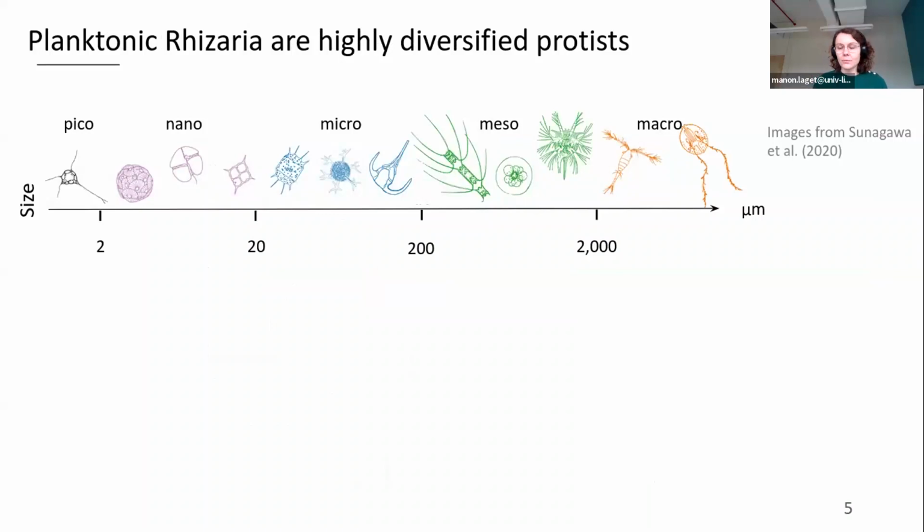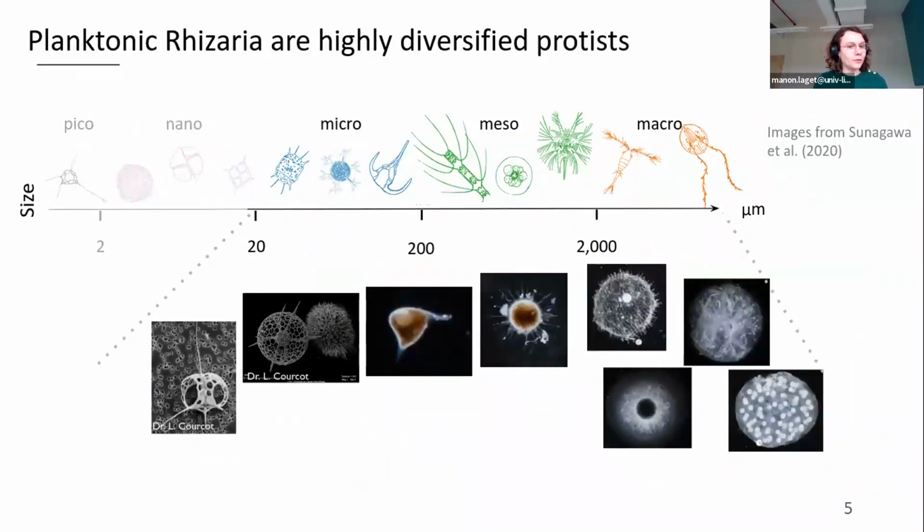Here you have the size spectrum of plankton, which covers several orders of magnitude. And here you have the size spectrum of Rhizaria. Planktonic Rhizaria can cover a large part of the planktonic size spectrum. They can be as little as 20 micrometers for the smallest Radiolaria, but these unicellular organisms can also reach more than several millimeters in size. As you can see on all these pictures, their morphology is extremely diverse, in particular the shape of the skeleton or of the organic structure.